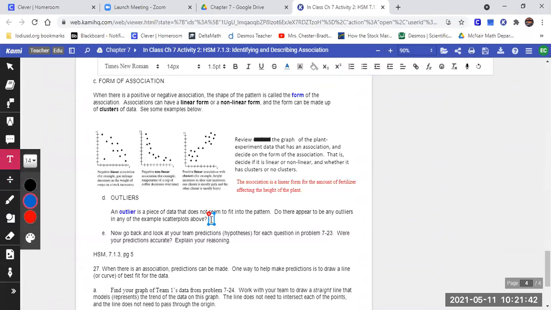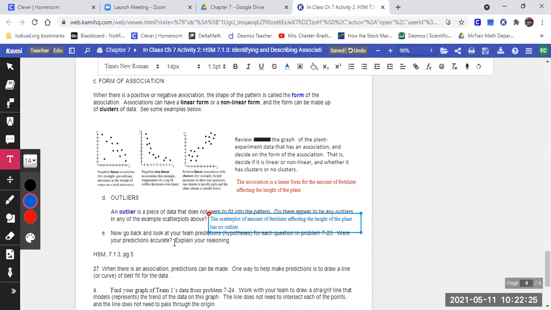So the scatter plot of the amount of fertilizer affecting the height of the plant has no outlier, because there's no one point or more than one point that are super off track. They're close. I mean, there's going to be a little bit of wiggle, but we're talking significantly high or significantly low. Okay.